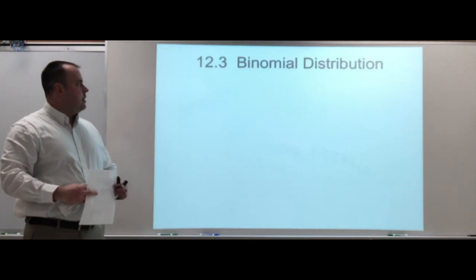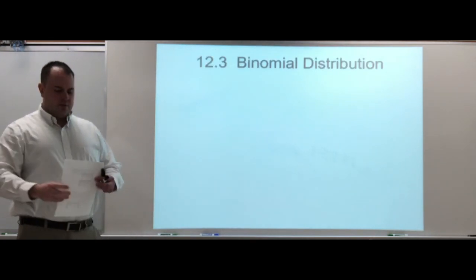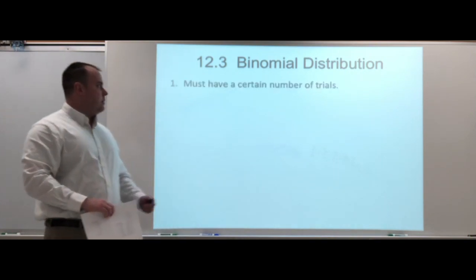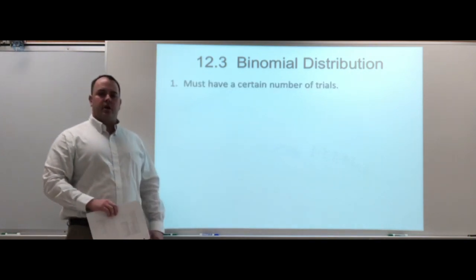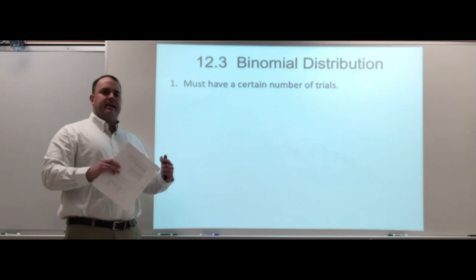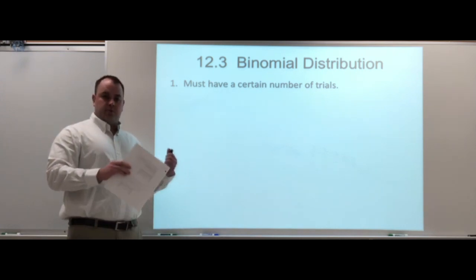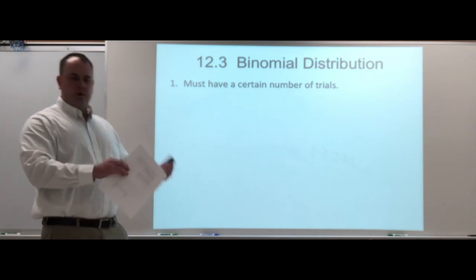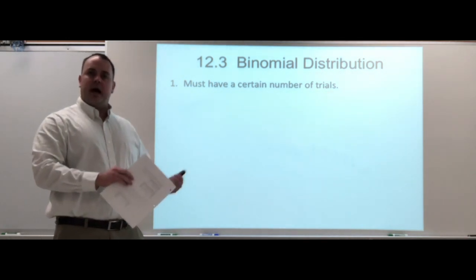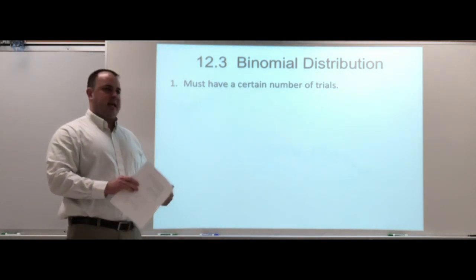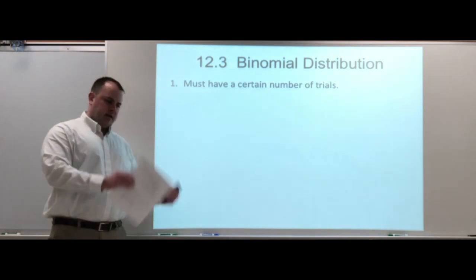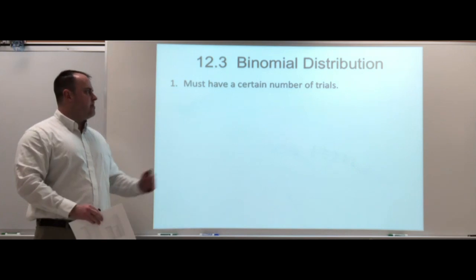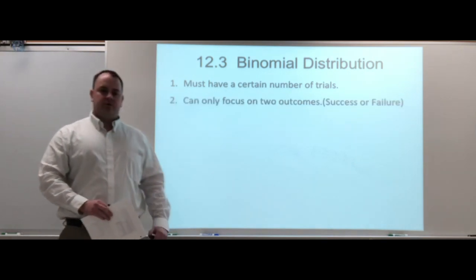So, 12.3, the binomial distribution. To use the binomial distribution, there are some rules that have to be followed. Okay? You must have a certain number of trials. In that one example, our certain number of trials was 5. We were asking 5 people, do you like that flavored toothpaste? So that would be our set number of trials. It can't be open-ended. We have to say, here's how many we're going to look at, and what's going to happen within that set.